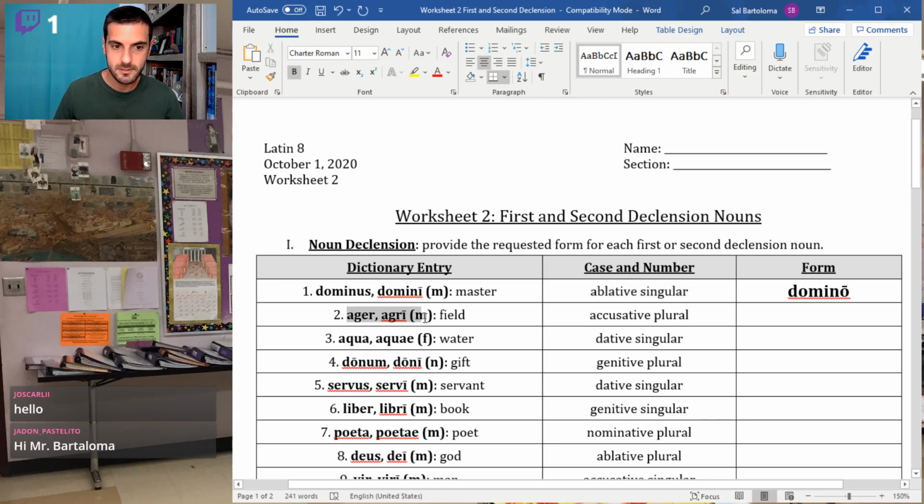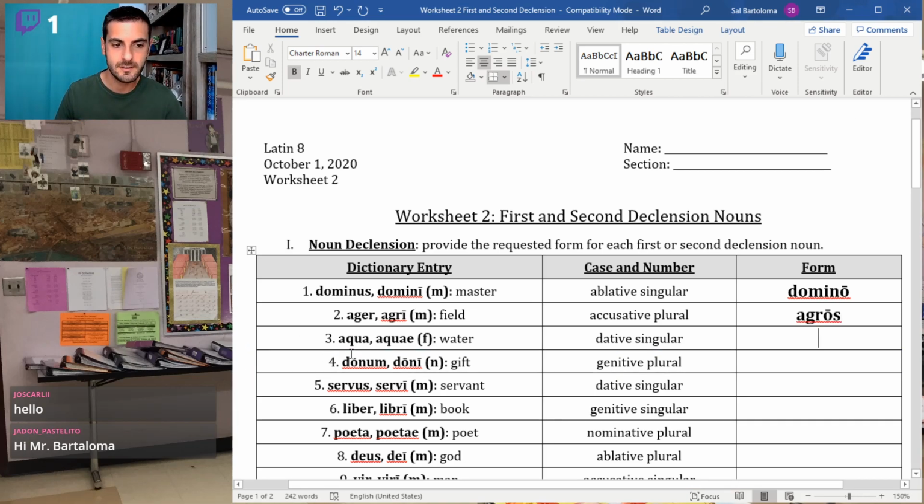Ager, agri, second declension noun, right? Another situation where you have to make sure you get the stem right. The stem is agr, A-G-R. And when I think about accusative plural, in my brain, all the accusative plurals have that S at the end, with the exception of neuters. So for second declension, it is agros, okay?